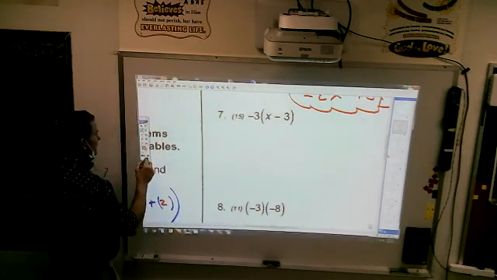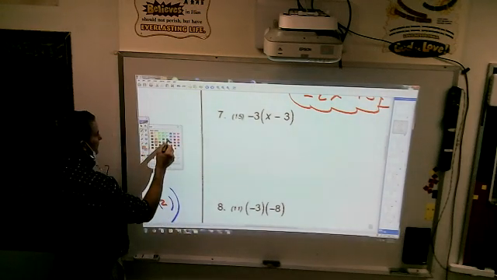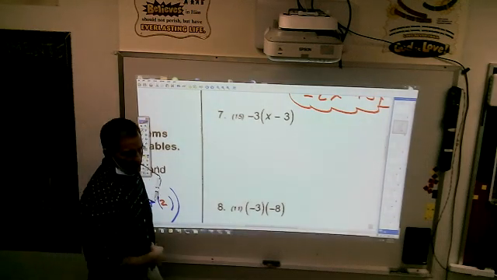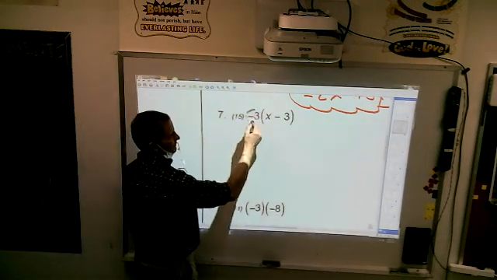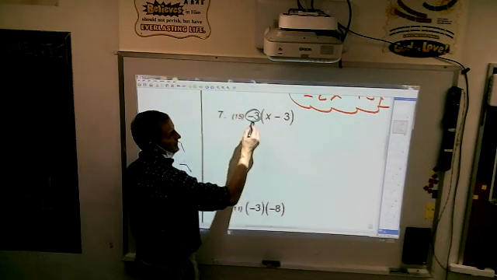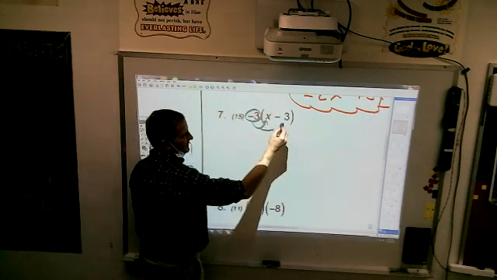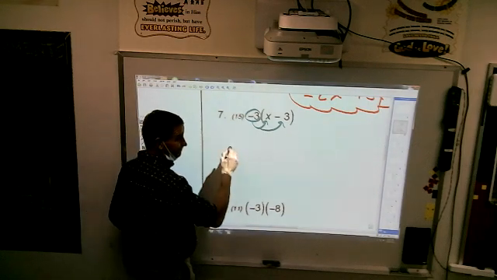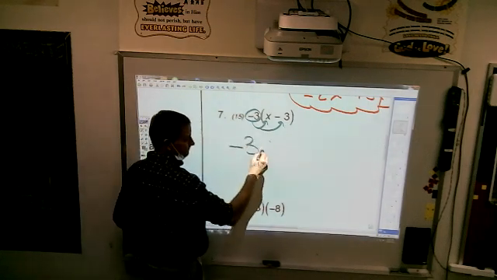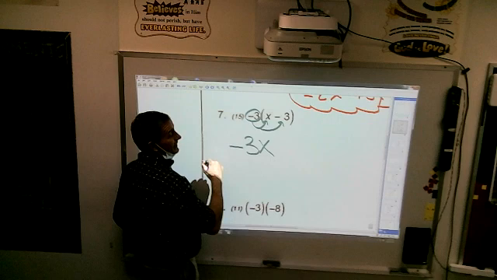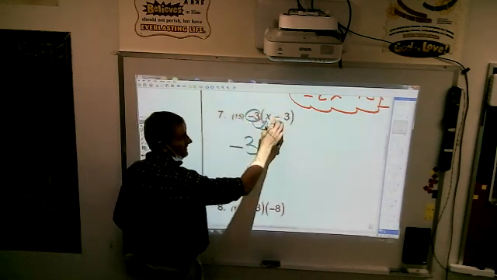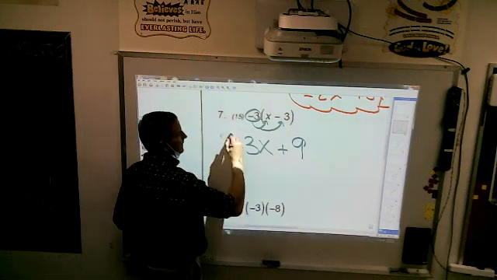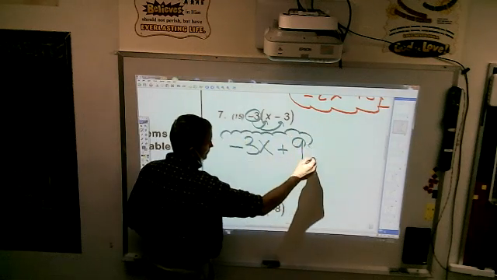Tyler, what property do we use when we simplify this? What do we call that property? I don't think I've ever used this color, by the way. Distributive property. There's a reason why, which means you multiply that negative 3 times both of those things. Negative 3 times x, Ty, is negative 3x. What's negative 3 times a negative 3? You've got lots of notes you can write for yourself.